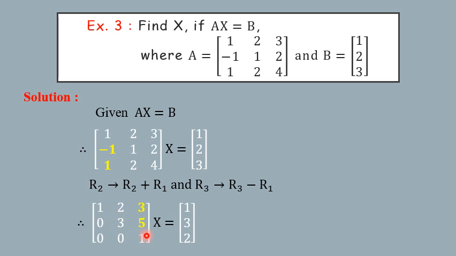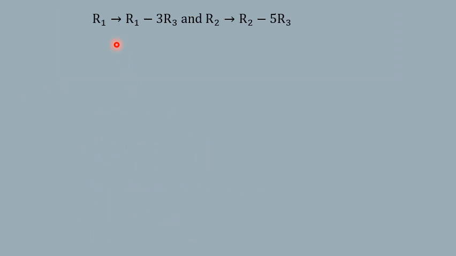Now after that, this element is already 1. So by using this third row, first we reduce these two elements to 0. To reduce this element to 0, just multiply the third row by 3 and subtract it from the first row. And to reduce this element to 0, multiply the third row by 5 and subtract it from the second row. That means these two operations: R1 changes to R1 minus 3R3 and R2 changes to R2 minus 5R3. We get this one.